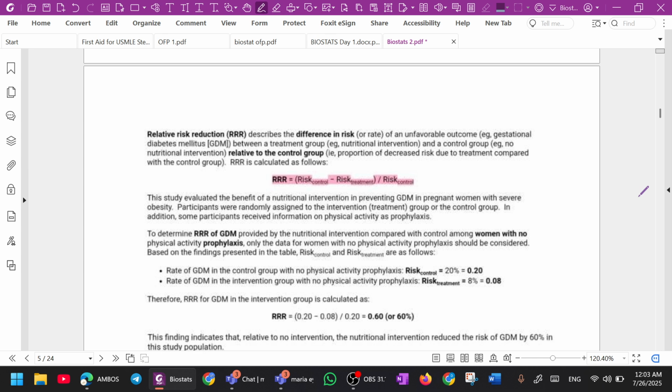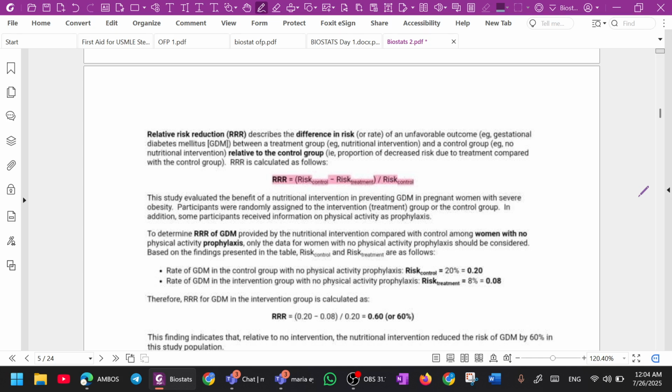Based on the findings presented in the table, risk control and risk treatment are as follows: rate of GDM in the control group with no physical activity prophylaxis, risk control 20%, 0.20, and rate of GDM in the intervention group with no physical activity prophylaxis, risk treatment 8%, 0.08. Therefore, RRR of GDM in the intervention group is calculated as 0.20 minus 0.08 divided by 0.20, equal to 0.60.